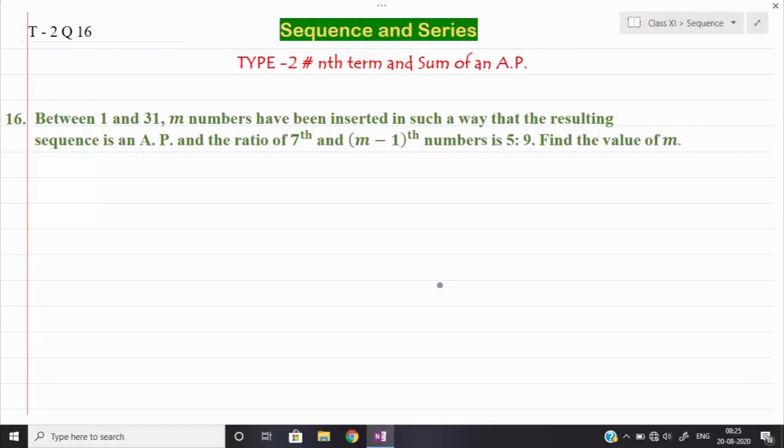Between 1 and 31, m numbers have been inserted in such a way that the resulting sequence is an AP. Means we are given two numbers, and between them we are inserting some finite set of numbers. M numbers, maybe 10, 20 or some other number. After inserting those numbers the whole sequence forms an AP. For example, between 1 and 31 I am inserting 10 numbers. Including 1 and 31, they form an AP over here.